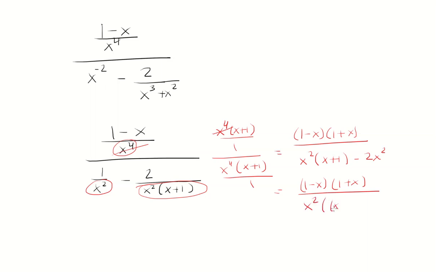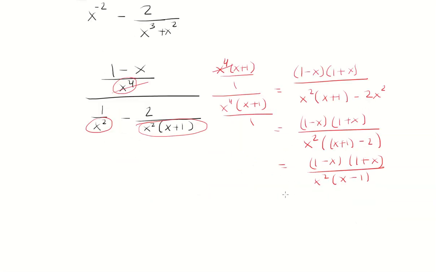So I'm left with x plus 1 minus 2. And so this will be, when I simplify it, x squared, and then x plus 1 minus 2 is just x minus 1, which if I multiply by negative, it turns into 1 minus x.